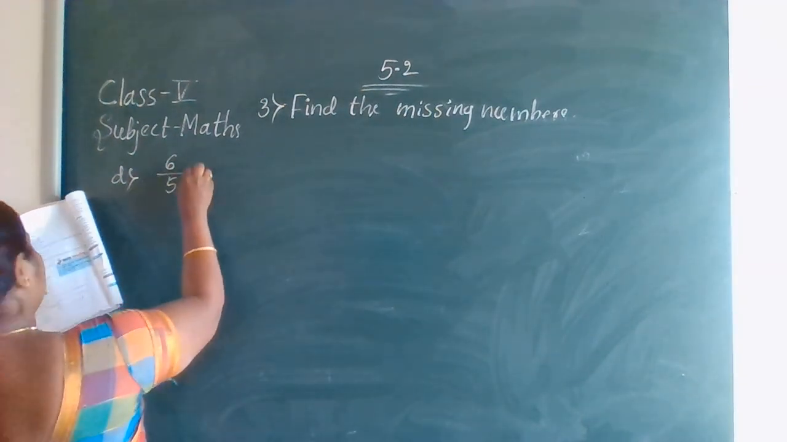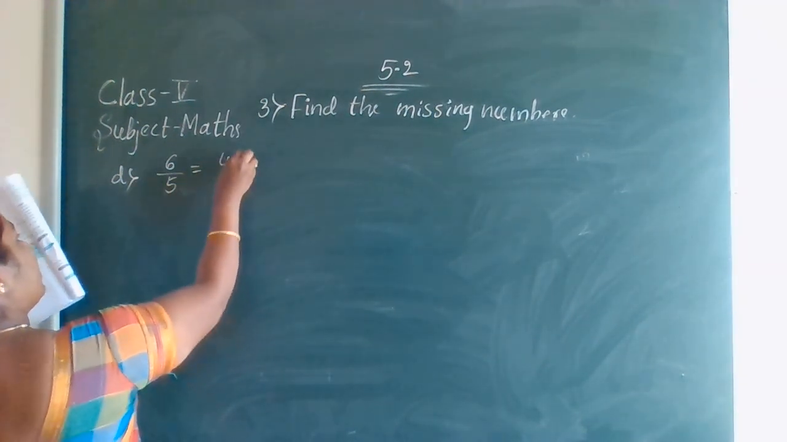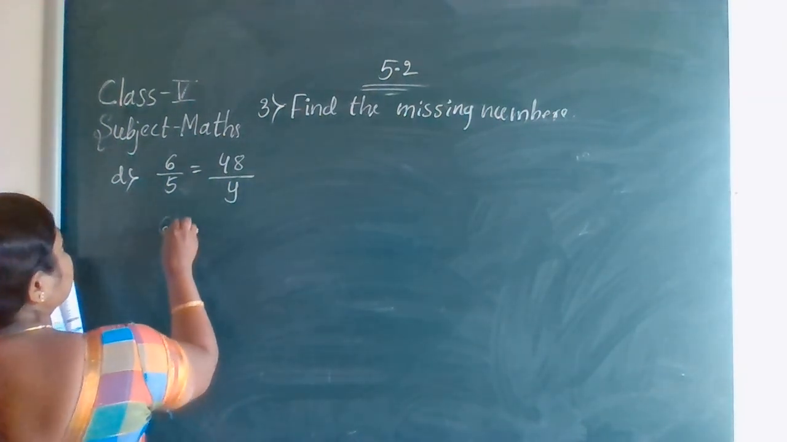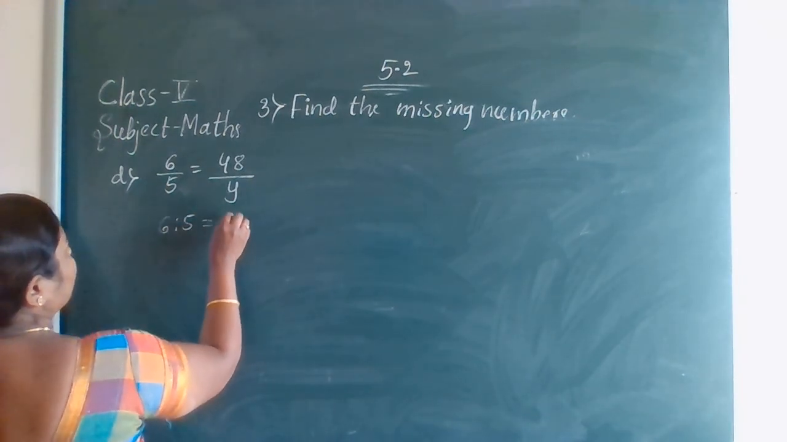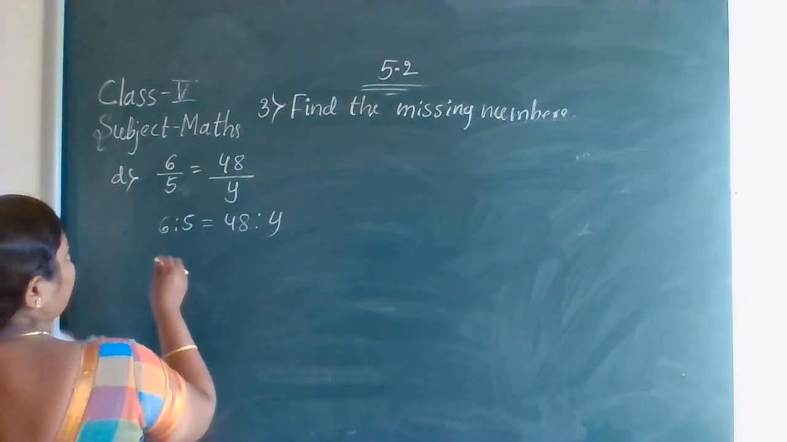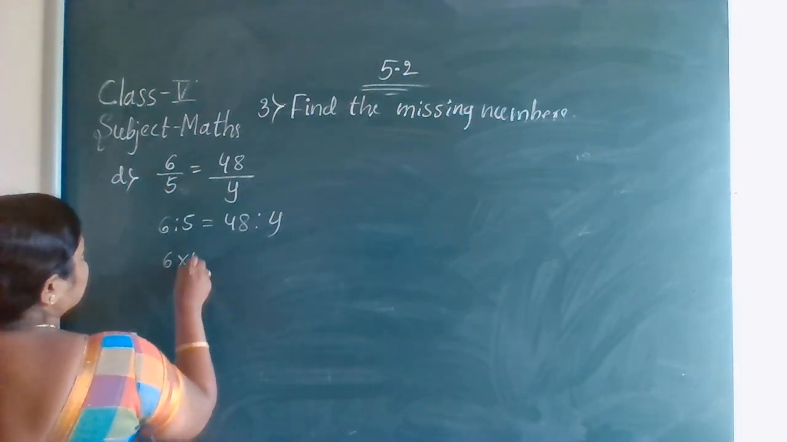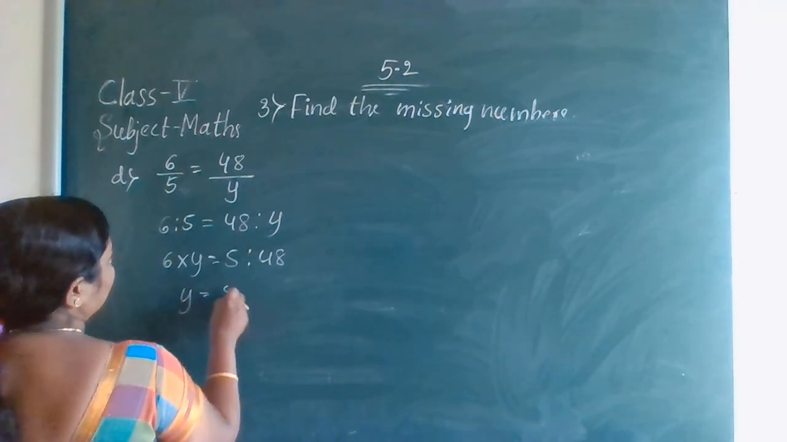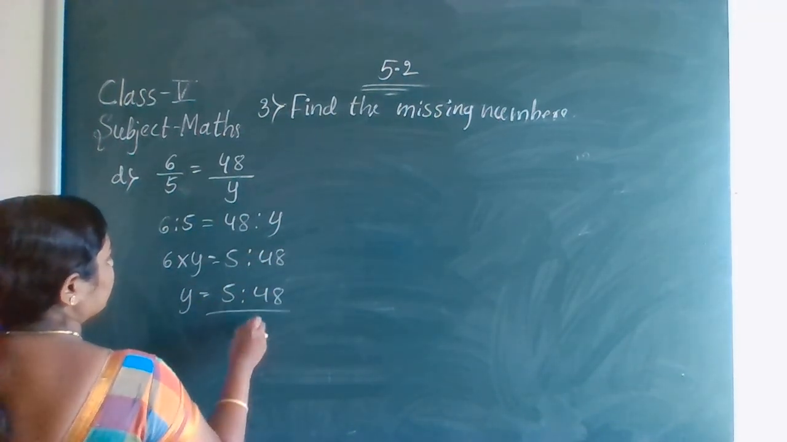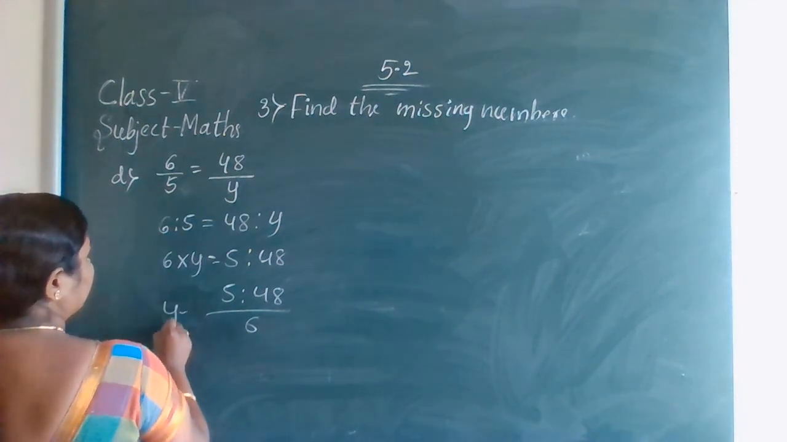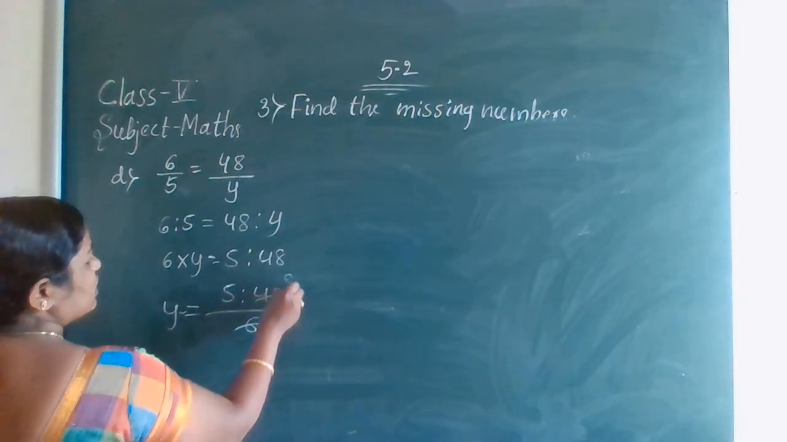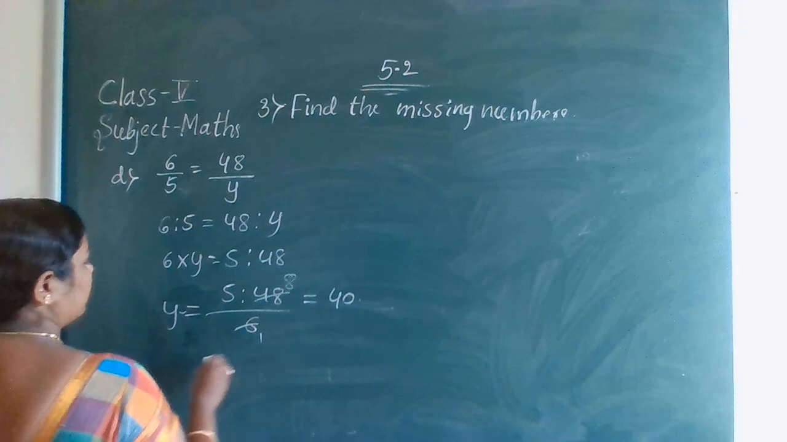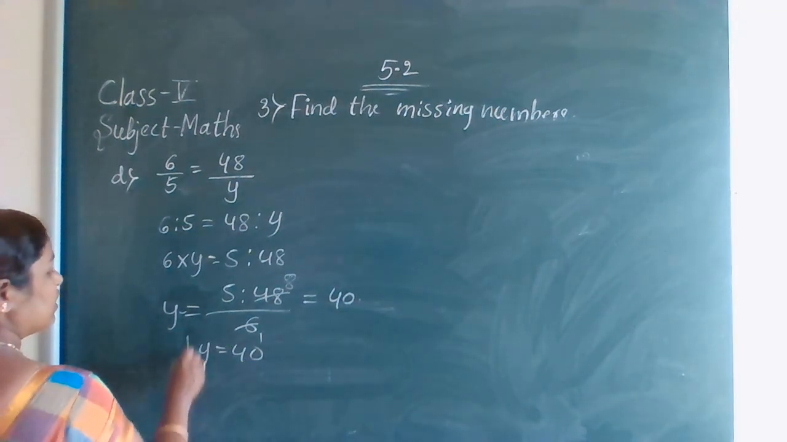6 by 5 is equal to 48 by y. 6 is to 5 is equal to 48 by y. So product of extremes is equal to the product of means. Y is equal to 6 ones are 6, 6 eights are 48, 5 eights are 40. Y is equal to 40 is the answer.